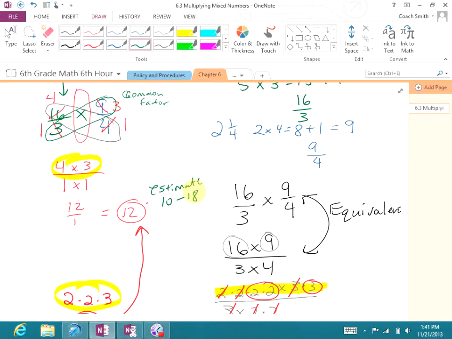Will it ever be where you just multiply straight across? It can be, yes. 2 times 2 times 2 times 2 is 16. I just prime factored 16. And then I prime factored 9, 3 times 3. Yeah, that's where I got those.